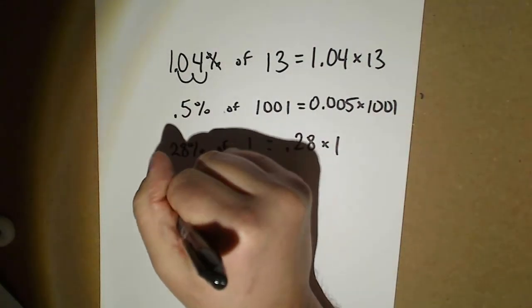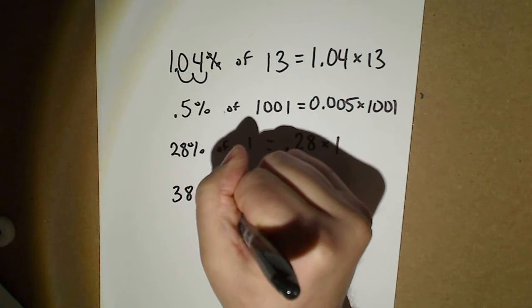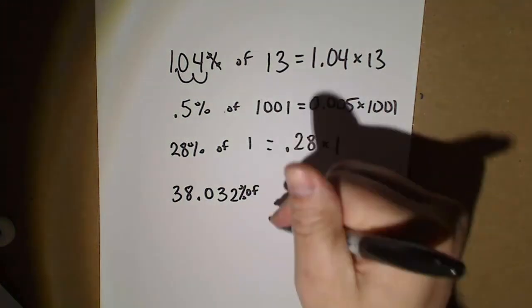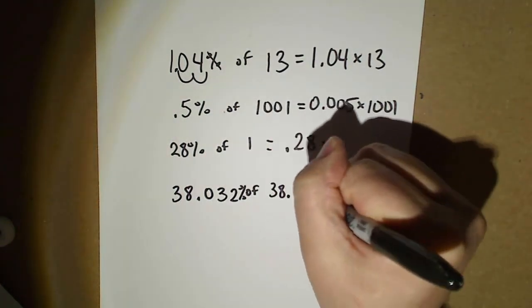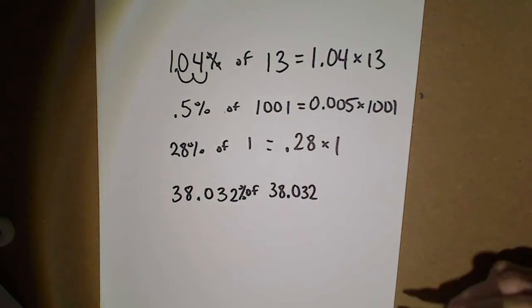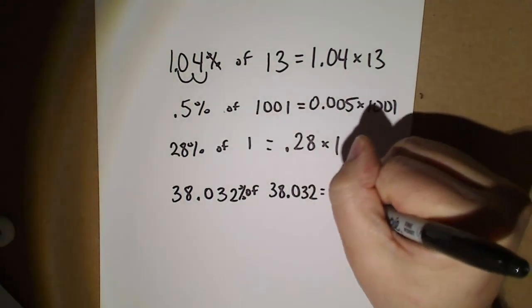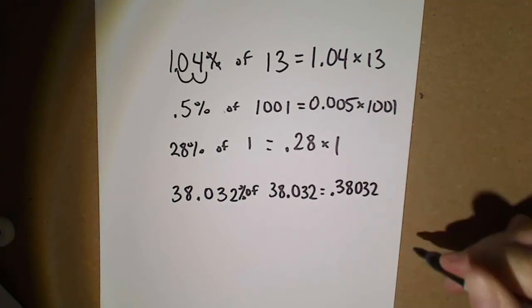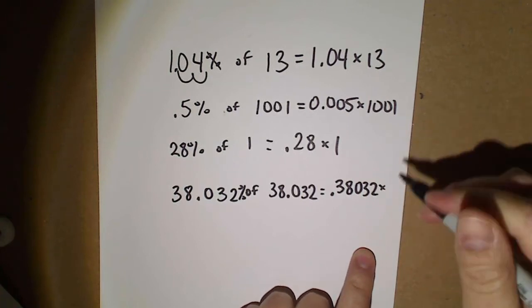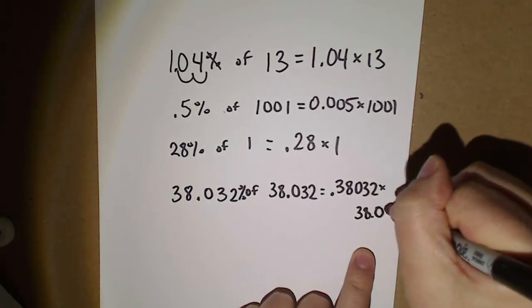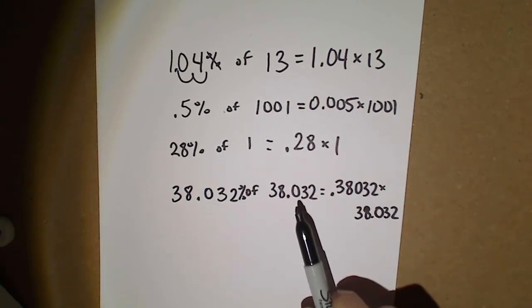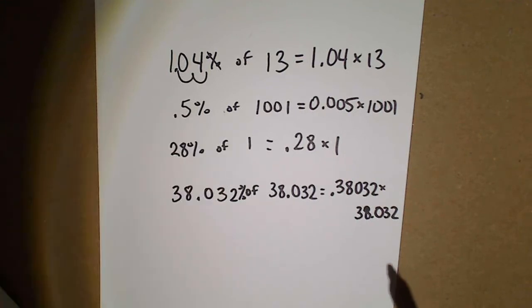I could do 38.032% of 38.032, and that would be the same thing as saying, let's see, this is a big number, 38032 times, I ran out of room on my paper, but you get the idea where I'm going here. It's the same thing. We're just converting percents to decimals, and then we multiply. You've got to unwrap that before you can use it. Now it just becomes a regular old math problem.